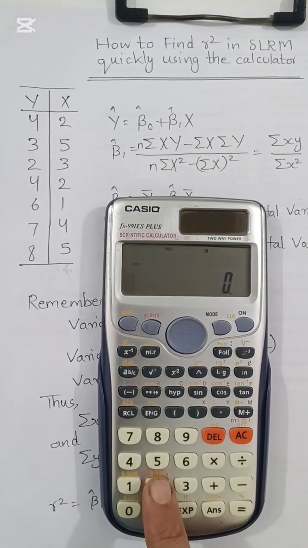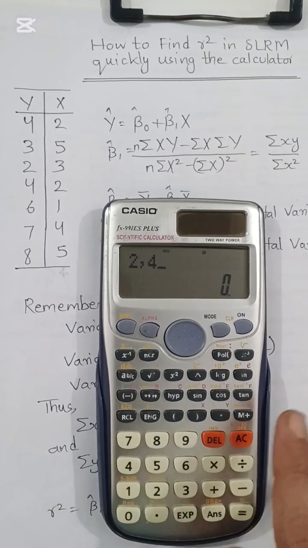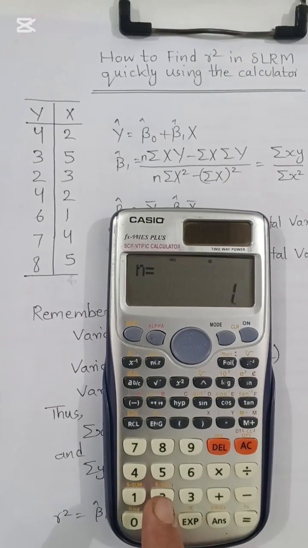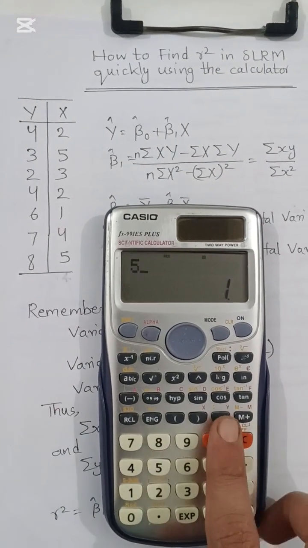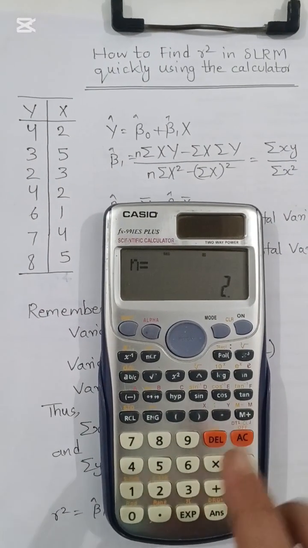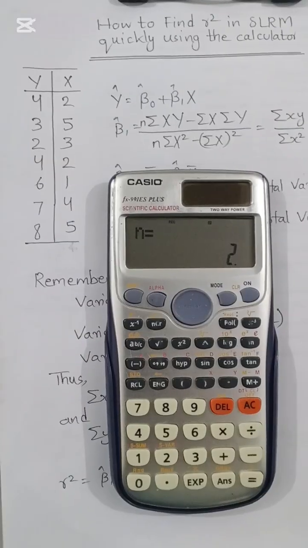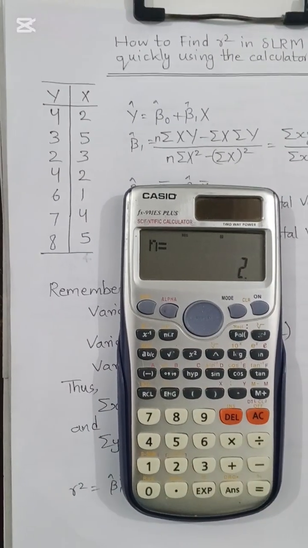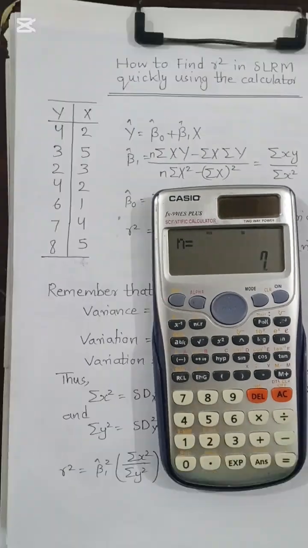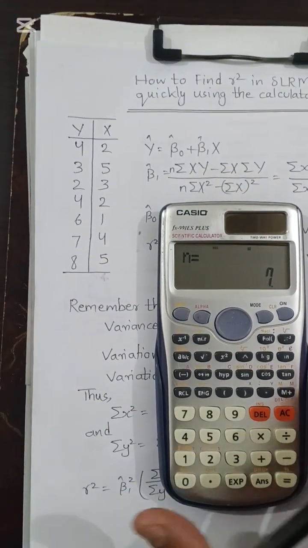First the x value, then press comma, then press 4, then M plus to store the first observation. Similarly, the second observation for x is 5, then press comma, then 3, then press M plus. Similarly, do the same for all the values of x and y. Now I have entered all the 7 observations in the calculator.